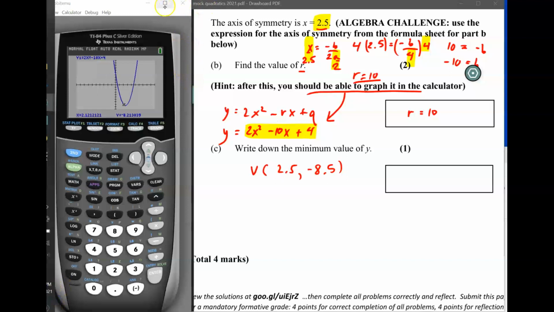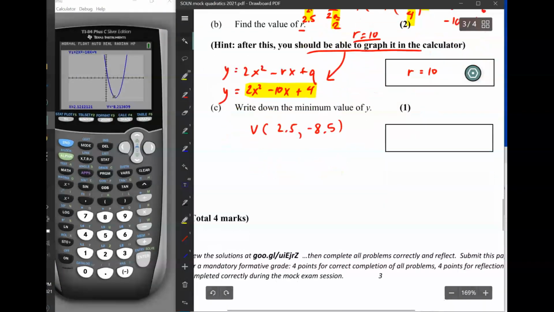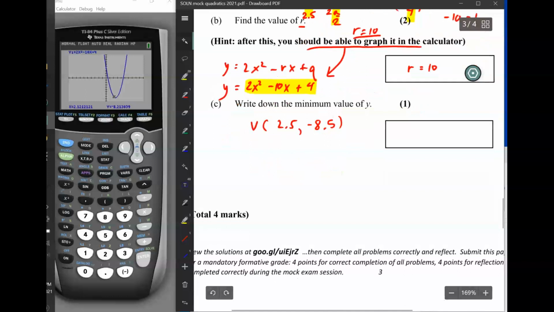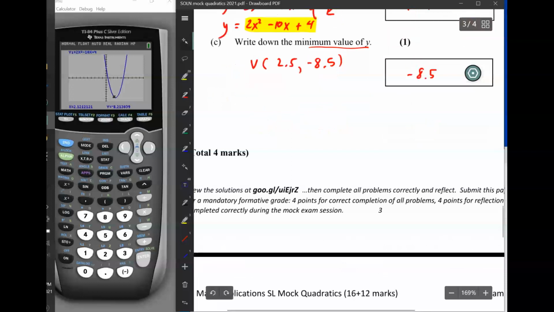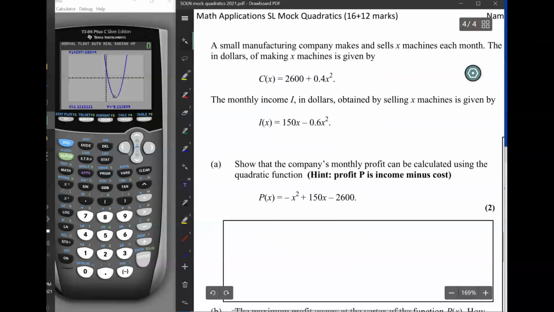Okay. Back to work. I'm finally satisfied that it actually says negative 8.5. By the way, it says to write down the minimum value of y. The minimum value of y would be the y value of the vertex, so it would be negative 8.5. Okay. Now we go to the last page, which is a 12-point problem.